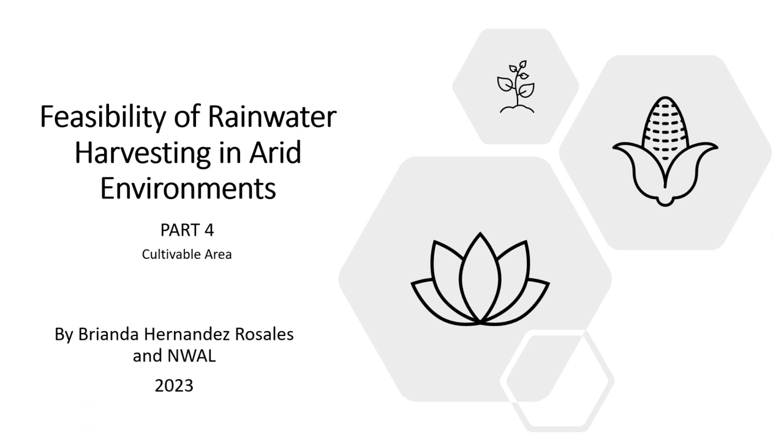Hello, and welcome back to part 4 of the 6-part series looking at the feasibility of rainwater harvesting in arid environments. In this video, we'll be looking at the area that can be cultivated solely using the harvested rainwater we determined in video 2, as well as the net irrigation we simulated in the AquaCrop model in video 3.